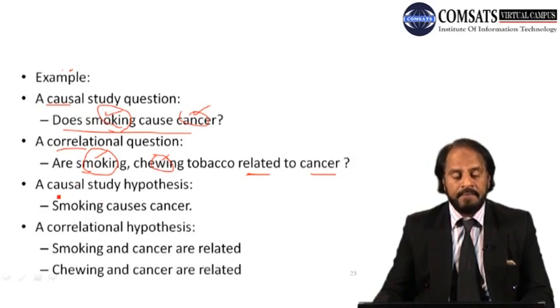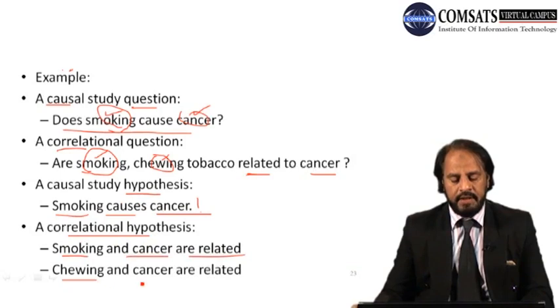Usually a causal question will lead to a causal study hypothesis, where we will say smoking causes cancer. So we're making a statement here, converting the question into a statement saying smoking causes cancer. This is a hypothesis we might have, and a correlation hypothesis would be smoking and cancer are related, chewing and cancer are related. So we are making statements again, but we are saying they are related.